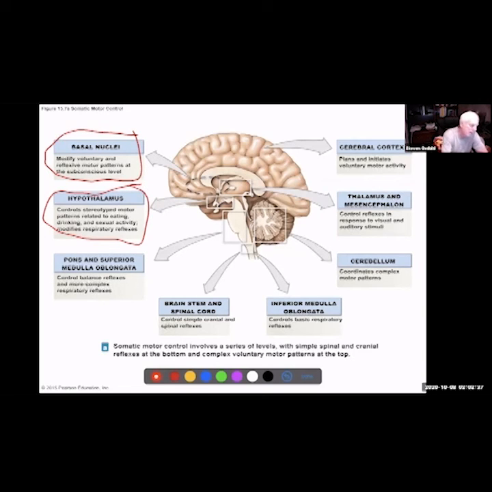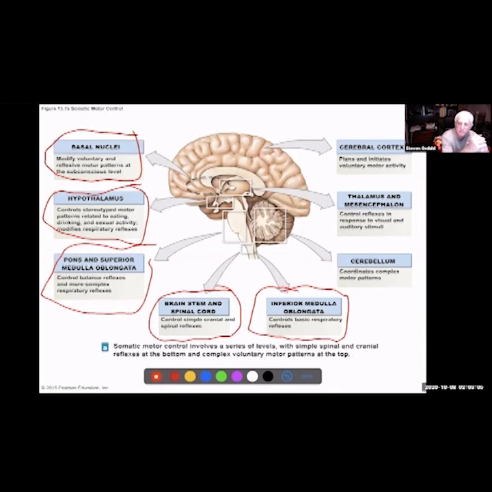Okay, you have the pons and the superior part of the medulla oblongata, which controls your balance reflexes and more complex respiratory reflexes as it comes out from the brain. You have the brain stem and then a spinal cord, which control cranial and spinal reflexes. The inferior medulla oblongata, the part closer to the brainstem, controls basic respiratory reflexes. Everything goes through the medulla oblongata, through the brainstem.